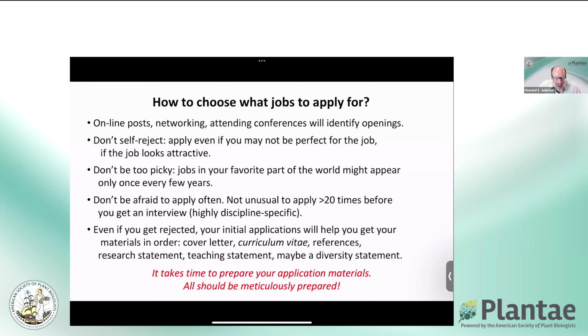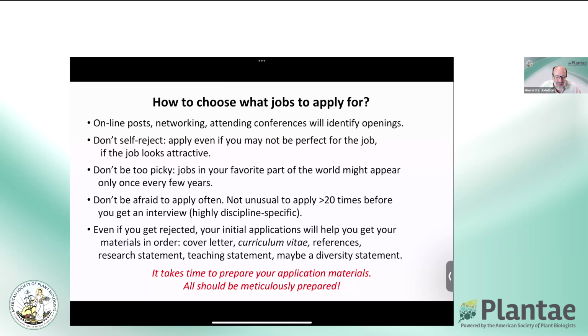And don't be afraid of applying even if you think you get rejected, because even going through the process of preparing an application will help you in the future. I'll be talking about the components of a typical application, such as a cover letter, a curriculum vitae, your references, research and teaching statements. It takes time to put these together. And if you get rejected from that first job or not selected for an interview, at least you'll have spent the time to get your materials together.